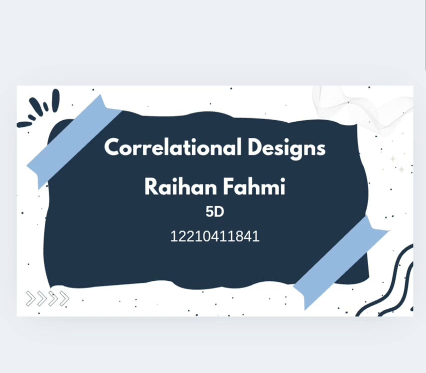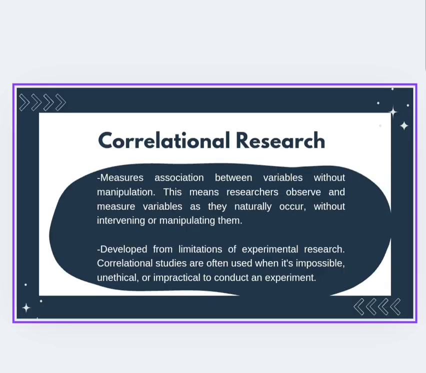In this video, I would like to explain about the material about correlational designs. Correlational research measures association between variables without manipulation. This means researchers observe and measure variables as they naturally occur without intervening or manipulating them.